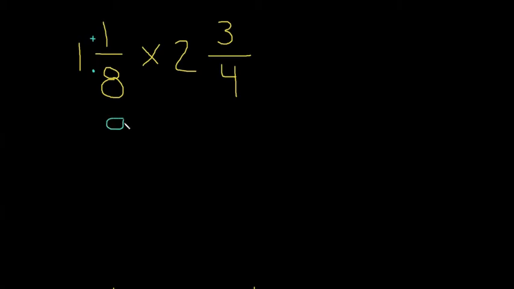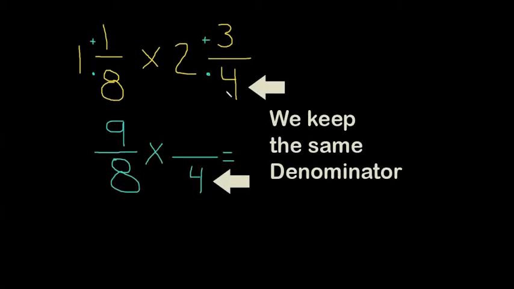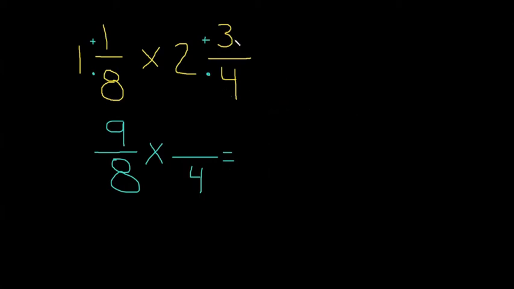So we have 9 eighths times 2 times 4 is 8 plus 3 is 11. Now I look at my diagonals, there's nothing I can do. Just multiply straight across. We have 99 and 8 and 8 is 16, so this is 32.